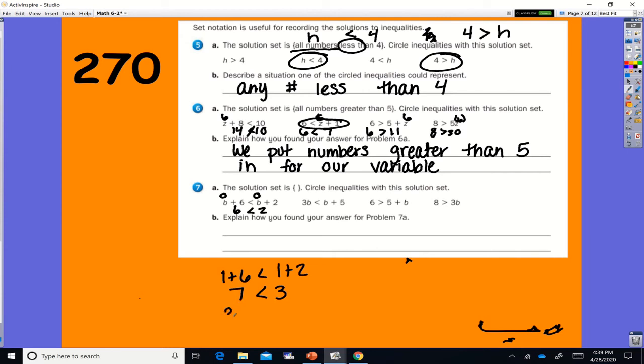Now I put 3 in. Okay, still less than. Let's try an even bigger number. Let's try like 6. 6 plus 6 is 12. 6 plus 2 more is 8. Still not going to work, so this is going to have no solution here. Because we're always adding 6 here and we're always adding 2 here. Whatever number you put in, it's never going to be the same. Think of our number sense.